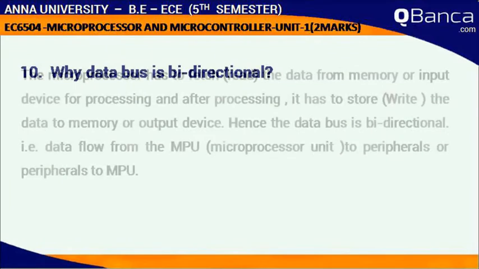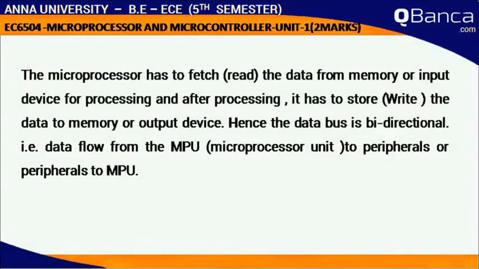Why is the data bus bidirectional? The microprocessor has to fetch, read the data from memory or an input device for processing, and after processing, it has to store, write the data to memory or an output device. Hence, the data bus is bidirectional. That is, data flows from the microprocessor unit to the peripheral, or from the peripheral to the microprocessor unit.